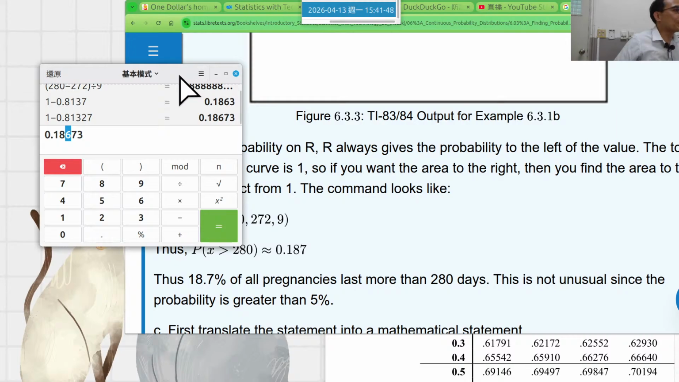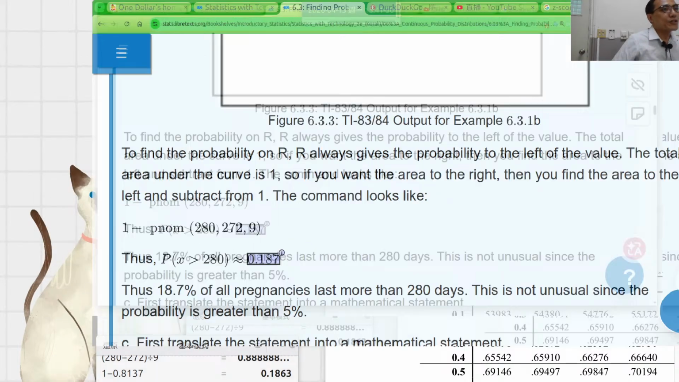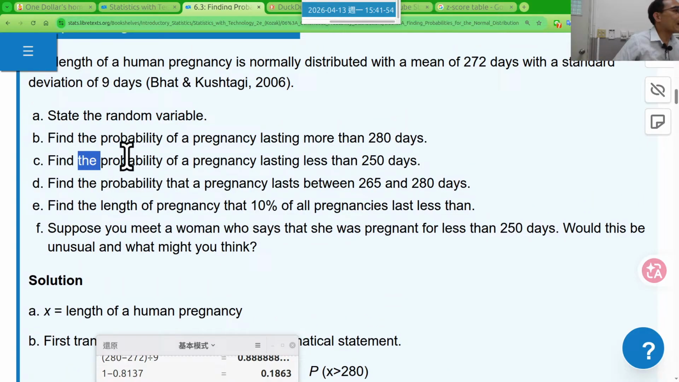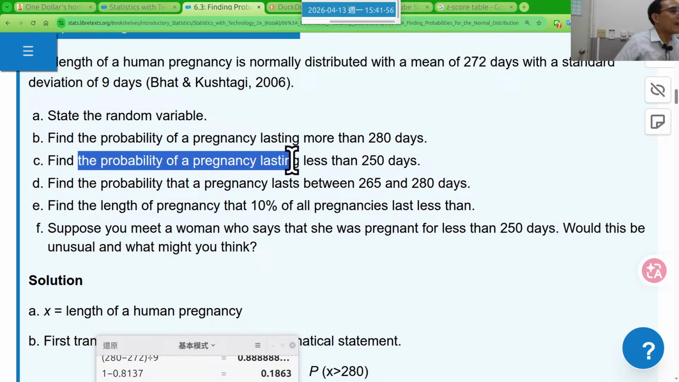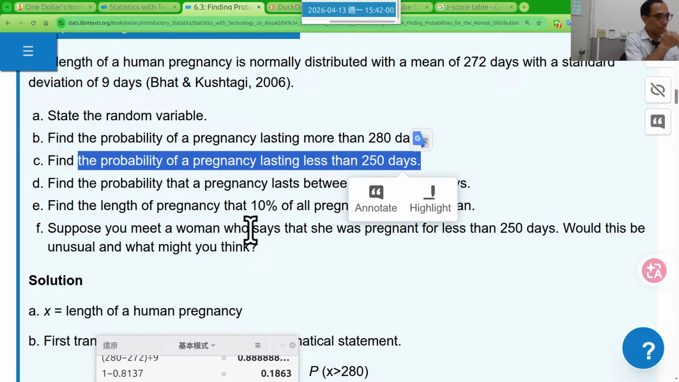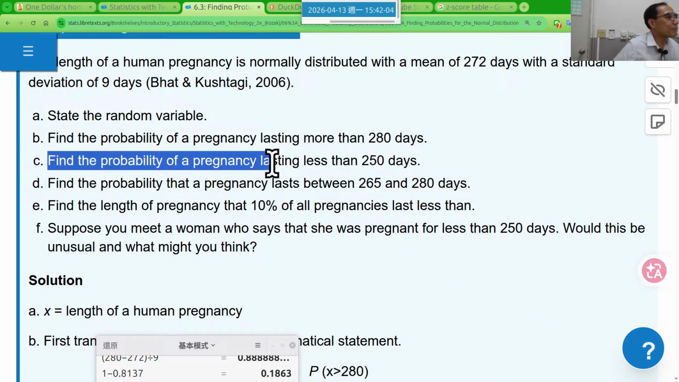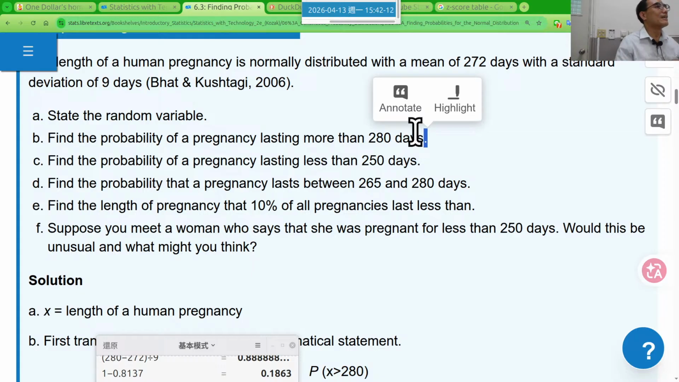Okay, let's move to the next question. The next question will be part C. Find the probability of pregnancy lasting less than 250 days. Okay, can you calculate this?